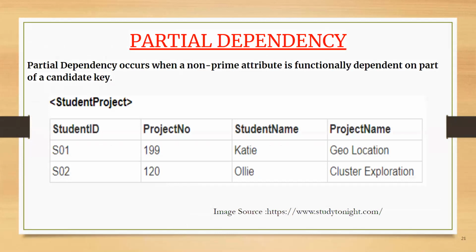Next, we are moving to the next dependency, that is partial dependency. Partial dependency occurs when a non-prime attribute is functionally dependent on a part of a candidate key. Here in this example, we have a student project table which has the fields student ID, project number, student name, and project name. We can consider that the candidate key can be student ID and project number, because these 2 identify the records of the student project table uniquely.